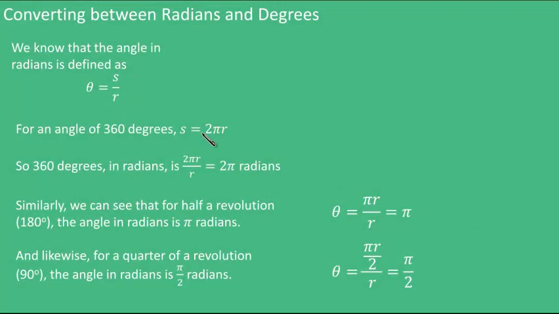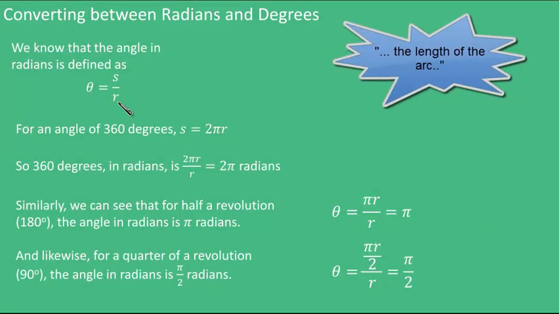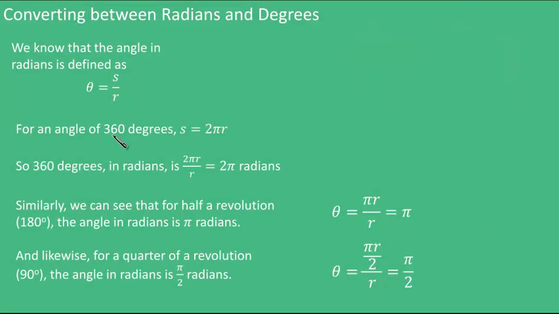Let's go over this once more. The angle is defined as the ratio of the arc to the radius. For an angle of 360 degrees, we know that the arc is going to be equal to the circumference. That's 2 pi r, so it's going to be 2 pi r divided by r, 2 pi radians. So 360 degrees is equal to 2 pi radians. Of course, if we make the arc equal to half the circumference, then it's half of 2 pi r, which is just pi r. And then we divide the length of the arc by the radius, giving us pi. So 180 degrees corresponds to pi.